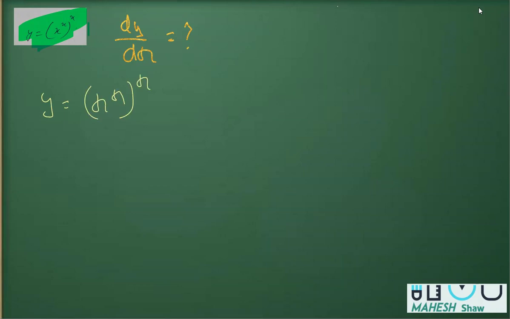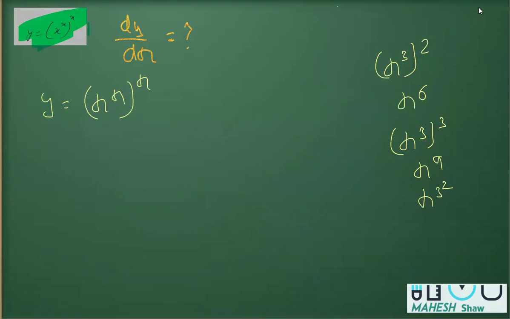Now, what we know from the property, like if I have x raised to the power 3 whole power 2, we write x raised to the power 6. If you have x raised to the power 3 whole power 3, we write 3 into 3, that is x raised to the power 9, which is nothing but 3 square, right? So this is what I'm going to apply here.